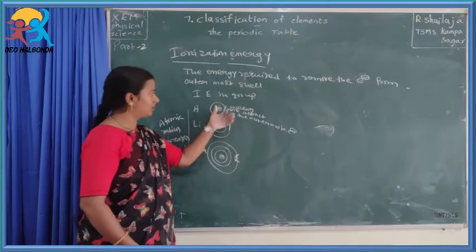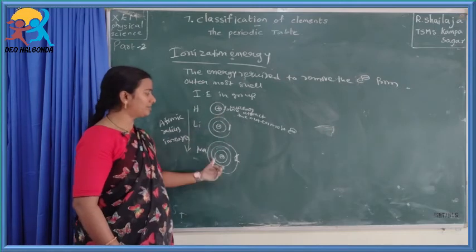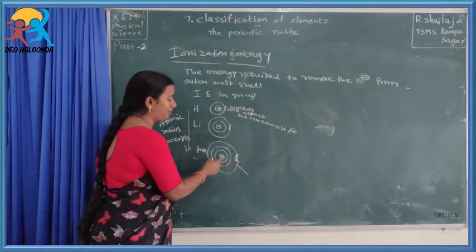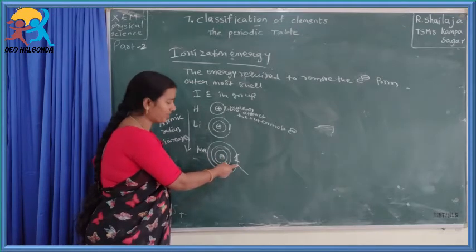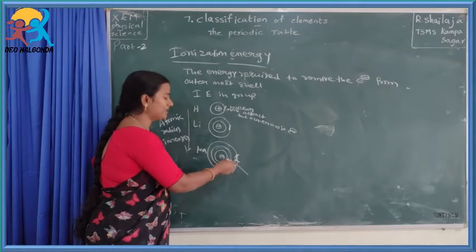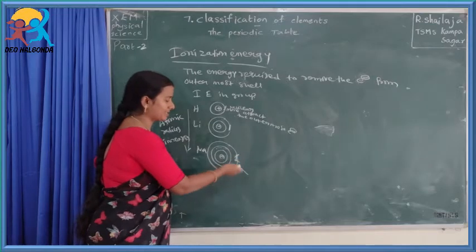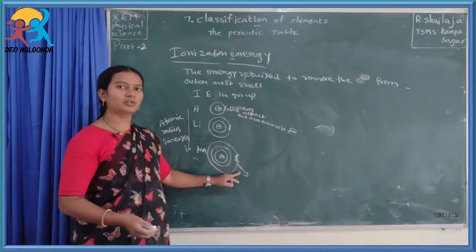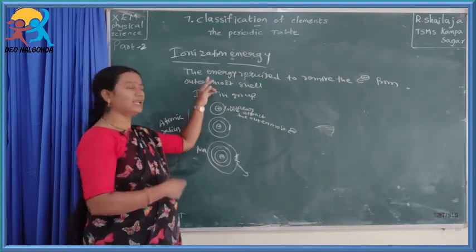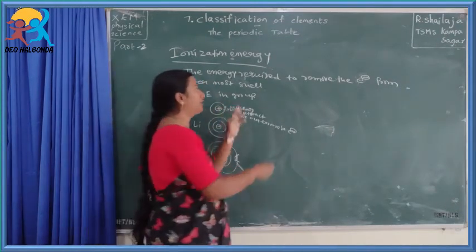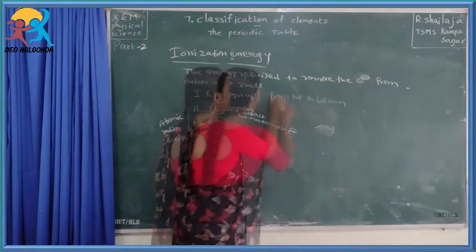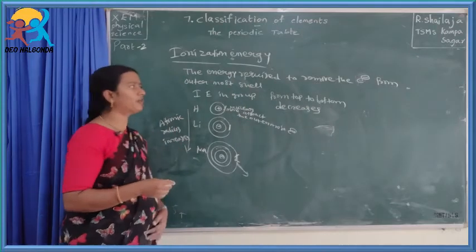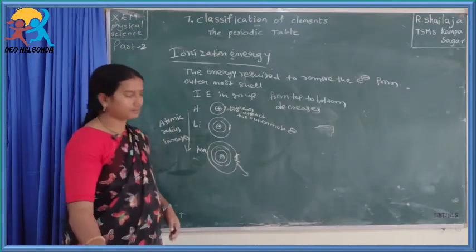Between hydrogen and sodium, which one easily loses the electron? Sodium. Why? Because here there is more space, more gap between the nucleus and the outermost shell electron, so the attracting power is less, and it easily loses the electron. If it easily loses the electron, less ionization energy is required. So the ionization energy in a group decreases from top to bottom.